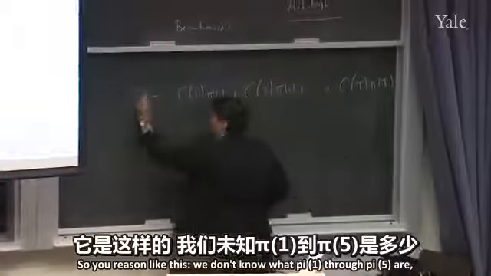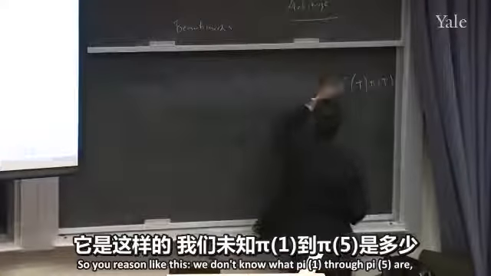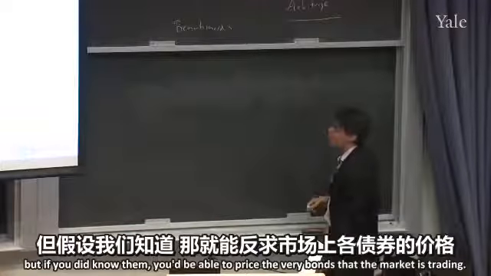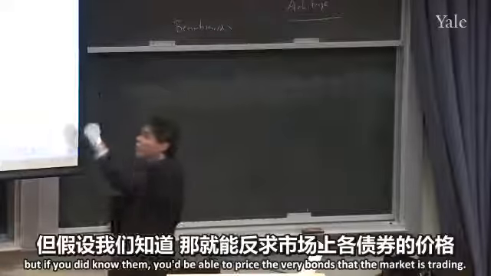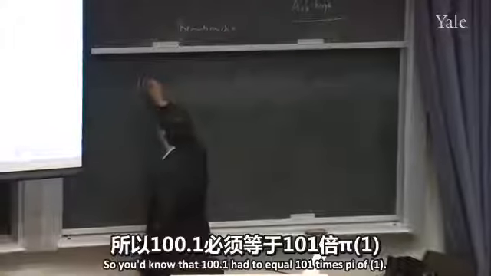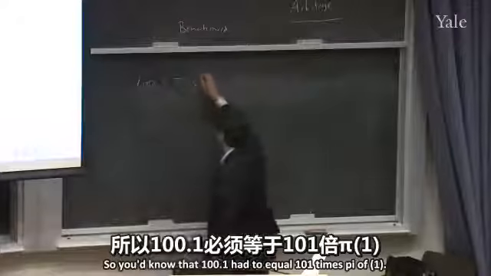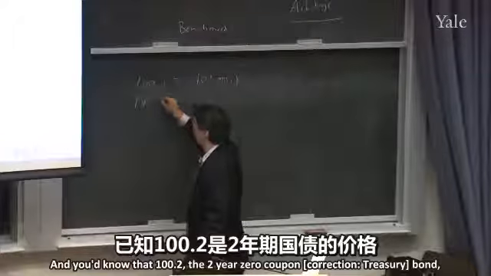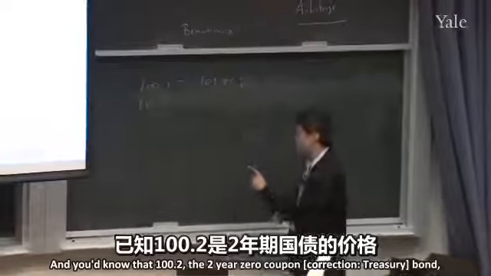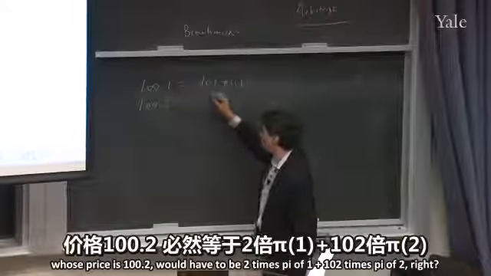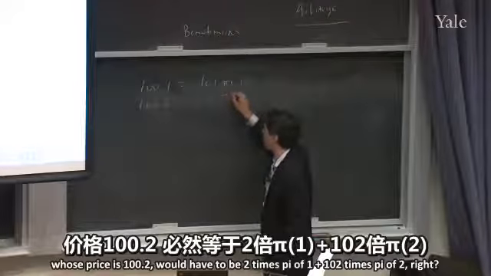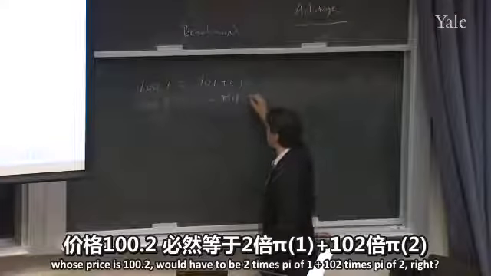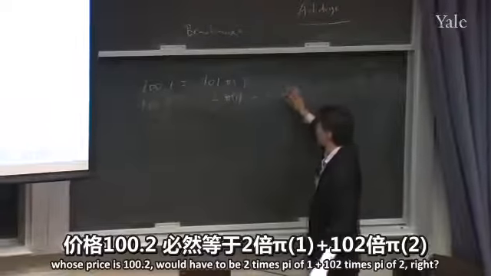So you reason like this. We don't know what pi 1 through pi 5 are, but if you did know them, you'd be able to price the very bonds that the market is trading. So you'd know that 100.1 had to equal 101 times pi of 1. And you know that 100.2, the 2-year bond, would have to be 2 times pi of 1, plus 102 times pi of 2.